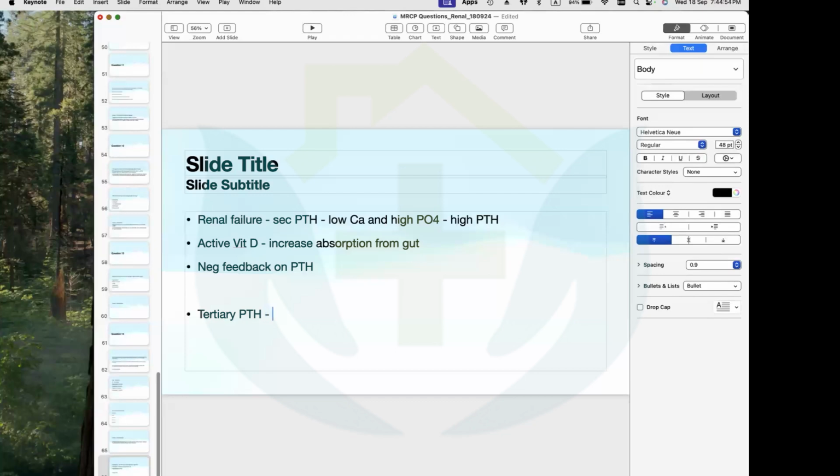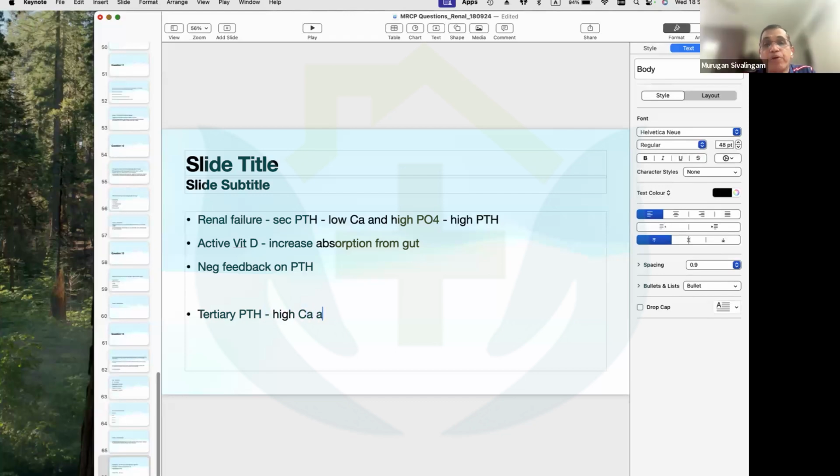Tertiary hyperparathyroidism sets in. That's what happens. That's why you get a high calcium and a high phosphate. So this is almost exclusive to dialysis patients. You don't see that outside dialysis at all. It must be very, very rare. In a non-dialysis patient, it's incredibly rare. Dialysis patients, we see that.